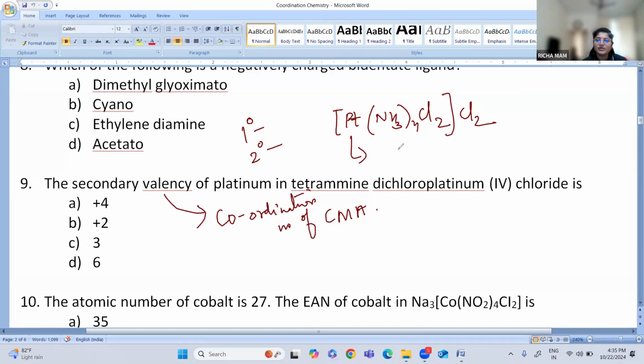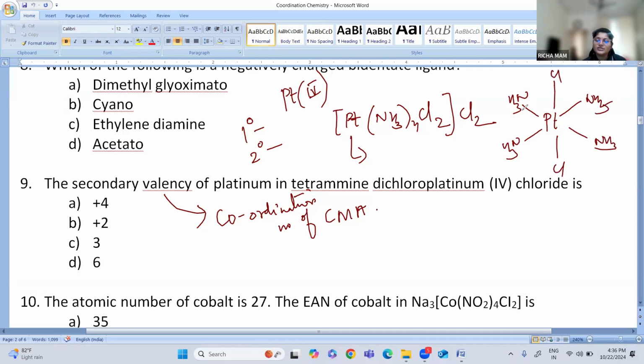Now here, what is the central metal atom? Platinum, and its oxidation state is 4. Platinum is attached to 4 amines and 2 chloro groups, so it has a coordination number of 6. That is option number D. Fine, let us move on to the next one.